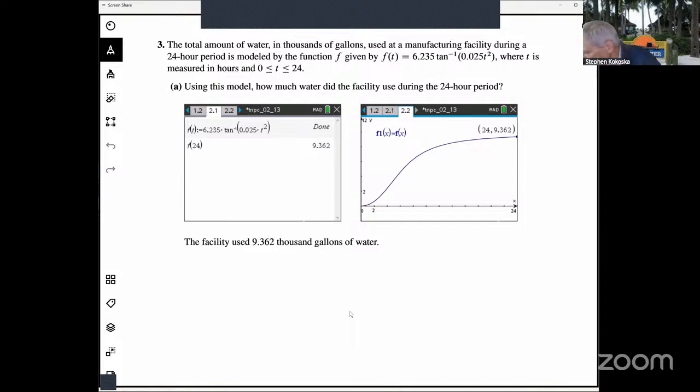So once again, I defined my function f, there it is. And once I've done that on the Inspire, I can simply evaluate that function f at 24, and there it is, 9.362 thousandths of gallons of water.